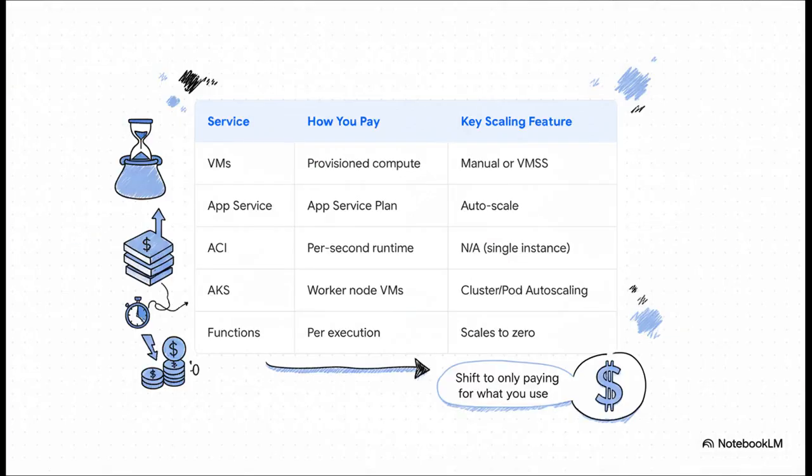And of course, we've got to talk about money, right? Cost is always a huge factor. This table is a great little reminder of how you pay for these things. With VMs, you pay for uptime, even if it's idle. With App Service, you pay for your reserved plan. But as you climb that ladder of abstraction toward ACI, and especially functions, you start paying only for what you actually use, right down to the second or even the millisecond.